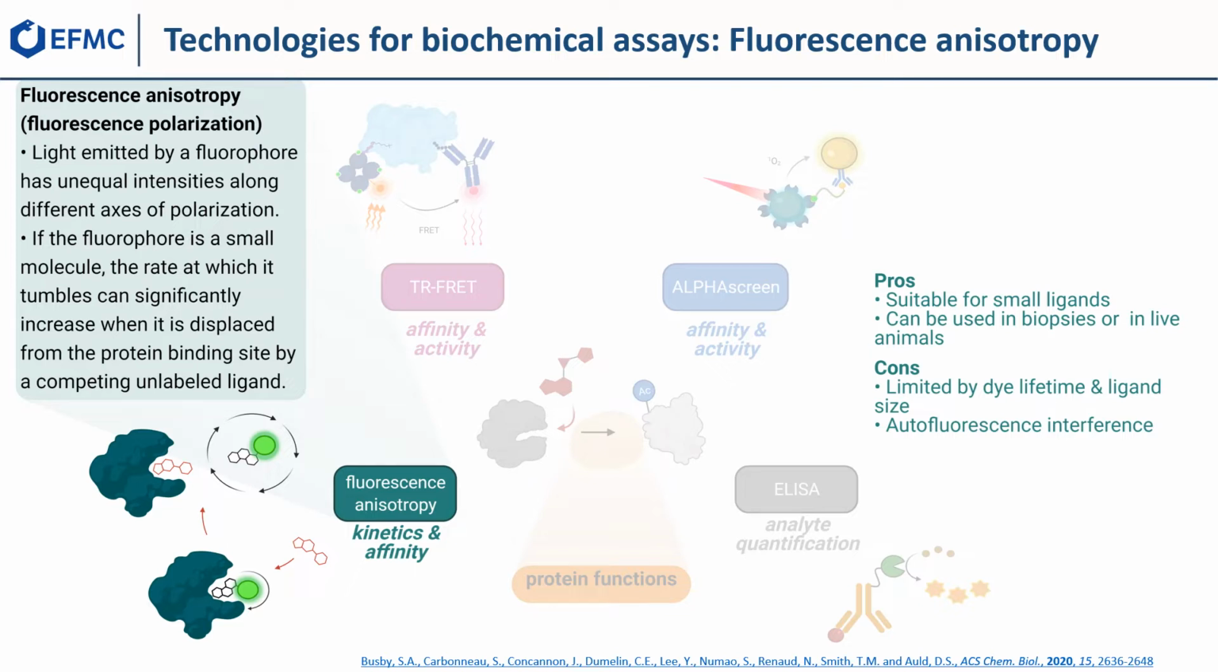The advantages of FP include the fact that it's suitable for small ligands and that it can be used also in biopsy tissues or biological fluids of live animals. The cons are related to the limitation induced by the dye lifetime and the size of the ligand. The larger the size, the smaller the observed effect, and the interference of autofluorescence events. For example, the compounds that are being screened could be autofluorescent and/or precipitate and scatter light, thus contributing to the background signal. Depending on the assay configuration, either case can lead to a false positive or false negative result.